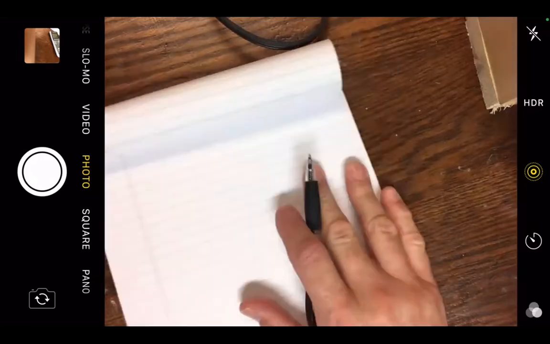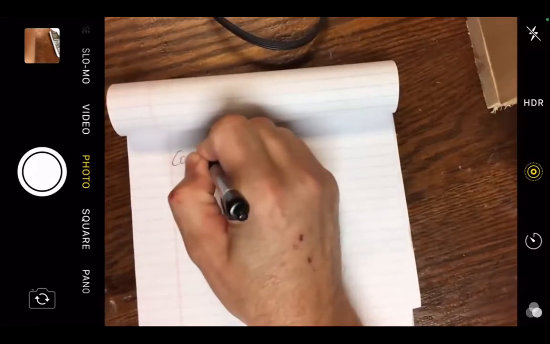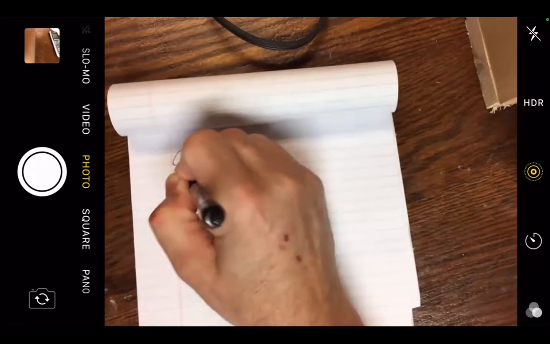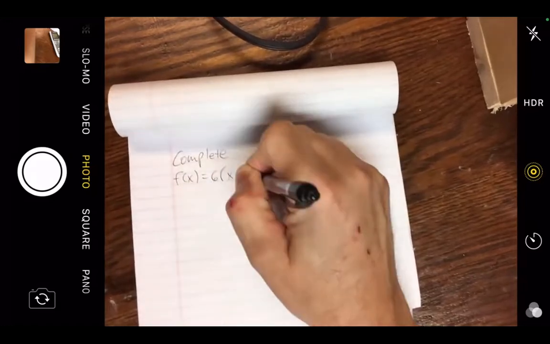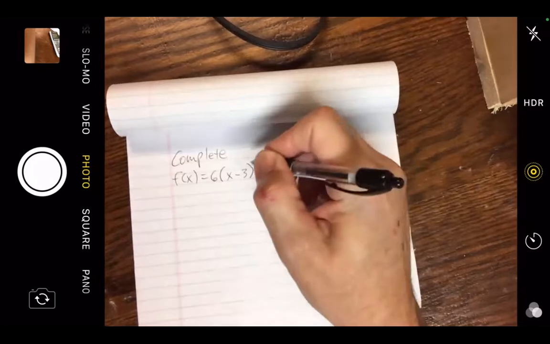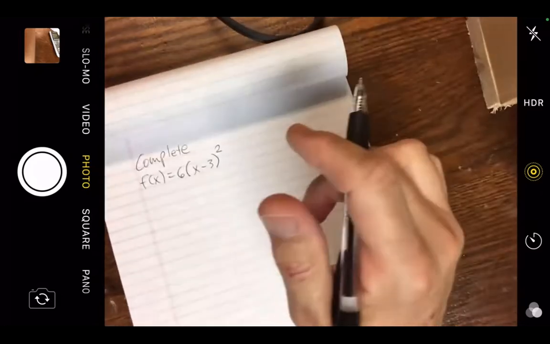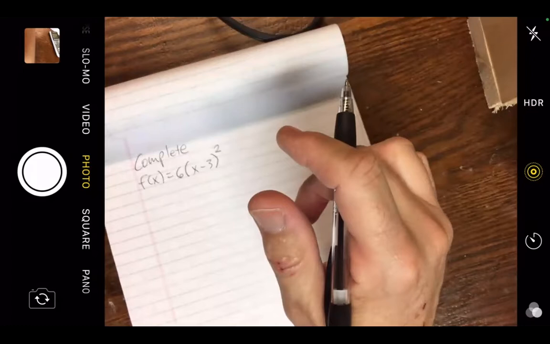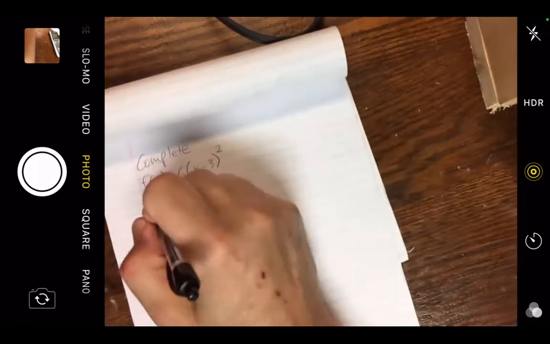First question I got here is a table question. It's asking to complete the table, but it's saying f of x equals 6 parentheses x minus 3 close parentheses to the power of 2, and the x's that it's giving are -1, 0, and then 1, 2, 3.